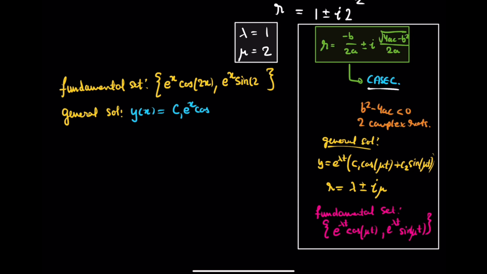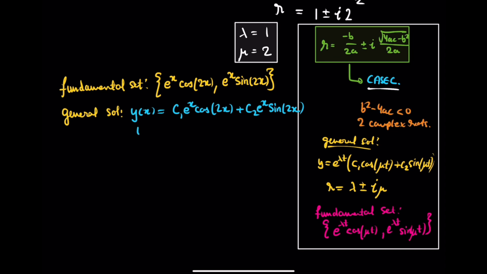This is the thing about Euler equations, man. You've got to know whether you're in x or t. So make sure you know that. Do your practice. c1 e to the x cosine 2x plus c2 e to the x sine 2x. That is your general solution in terms of x.